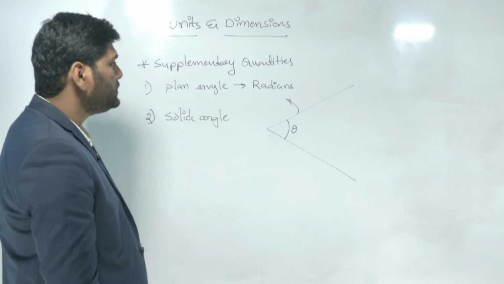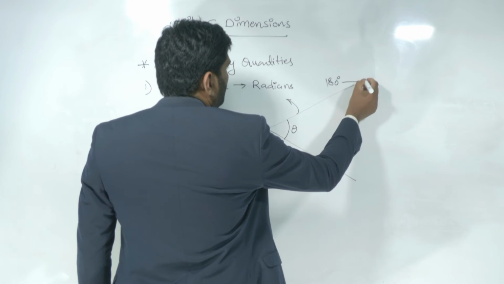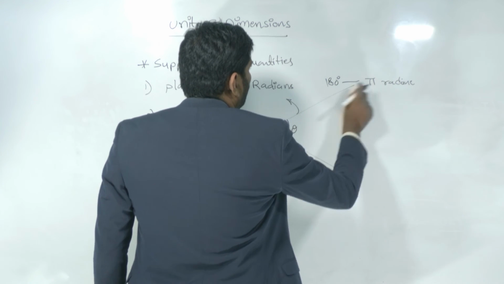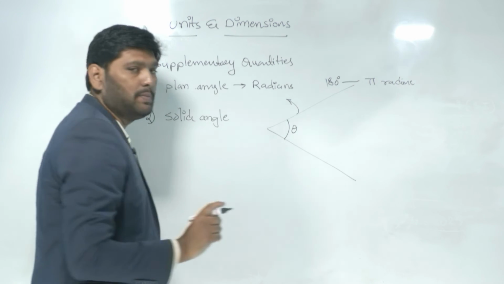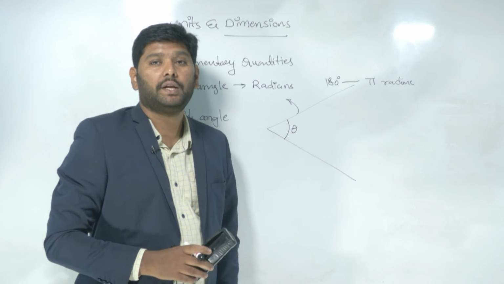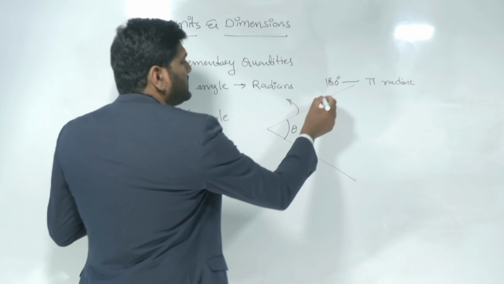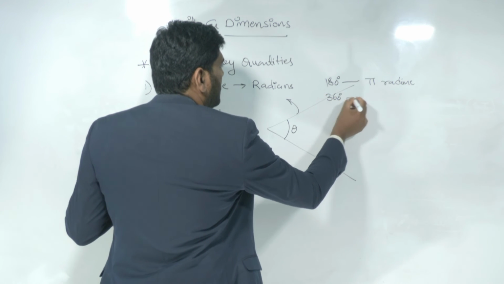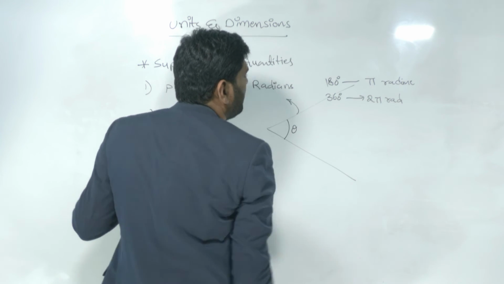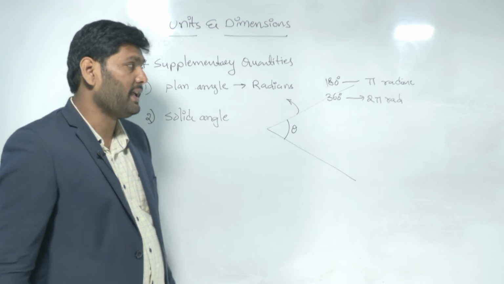Got it? You know, 180 degrees is equal to pi radians. Generally, the CGS unit of this plane angle is degrees. So 180 degrees equals how many radians? Pi radians. Which means that 360 degrees is how many radians? 2 pi radians. Shortly we call it rad. Not rod, it is a radian.